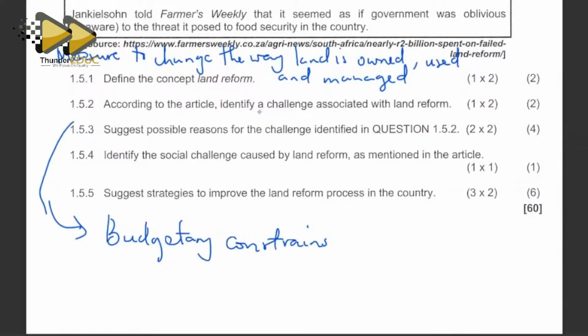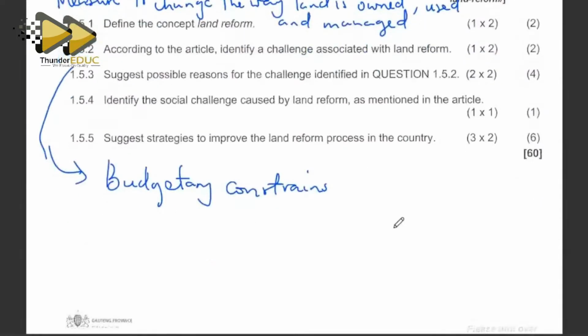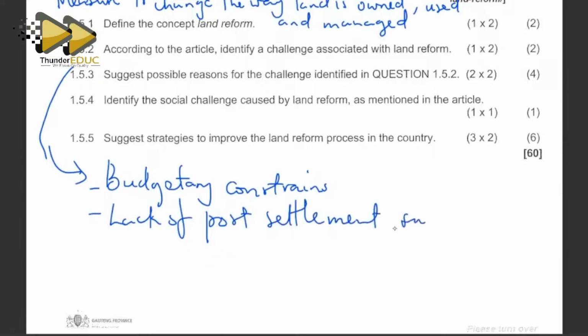Right. We have problems with the budget on the side of the government and on the side of individuals. The government might not have enough money to fund the farmers to do productive farming, and hence they cannot use that land productively. And also we can talk of a lack of post-settlement support. If the farmers have been resettled, they have acquired the land through land reform, they must get support from the government. The government must still fund those farmers to do productive farming. Otherwise, the land will go into unproductive use because of lack of support.